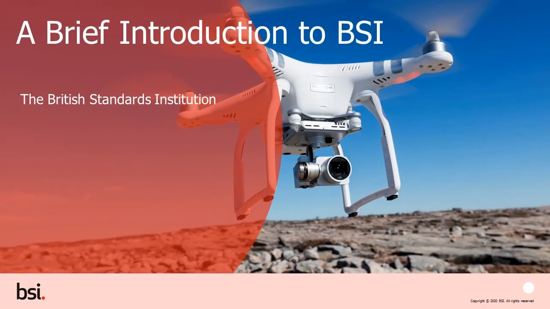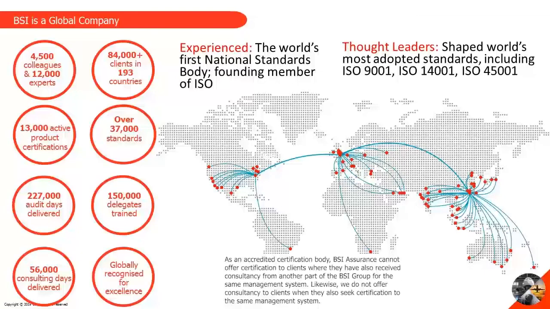So we're going to start off with a brief introduction to BSI. We've been around a long time. We're a Royal Charter company founded in 1901, so we're a not-for-distributed profit organisation. We were the first national standards body in the world, and we're a founding member of ISO. And BSI has been instrumental in developing over 37,000 standards, including 10 of the top 12 business standards used globally to help companies manage quality, perform better, manage risk, and so on. And you'll be familiar with a lot of those, and I'll cite some of those in a moment.